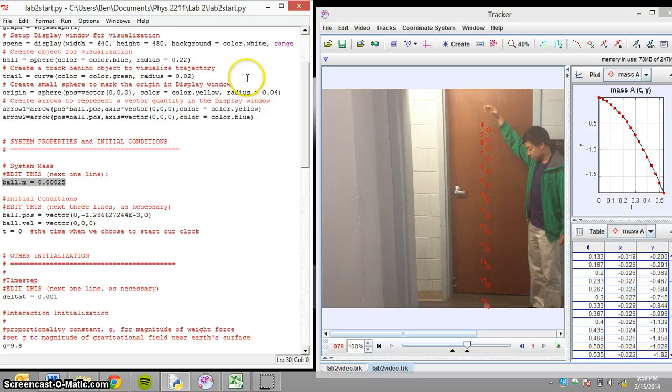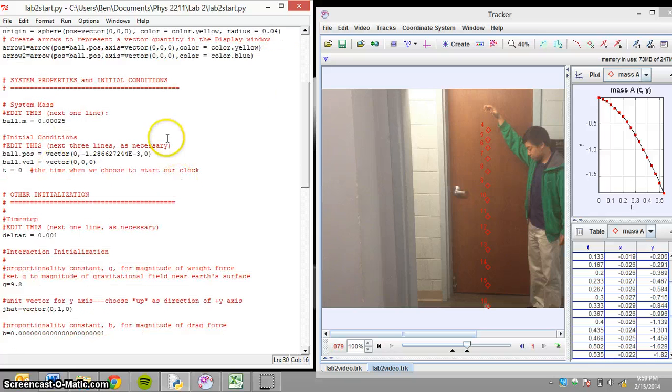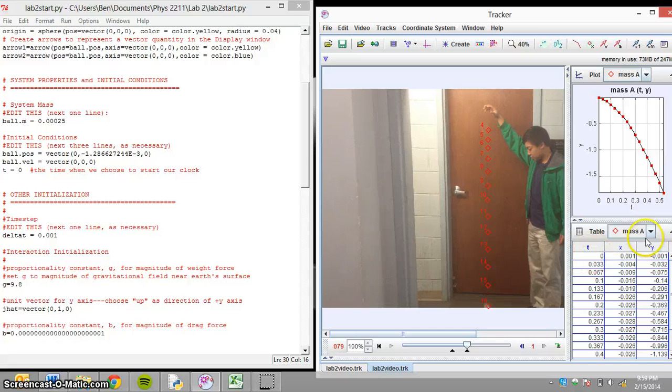I found that the standard mass of a piece of paper is 250 milligrams, which comes out to be 0.00025 kilograms, and kilograms are the units we're trying to work with, so I converted that. Then the position of the ball at t equals 0 is negative 0.001 in Tracker, so I use that same number to put as the initial position for the VPython function.